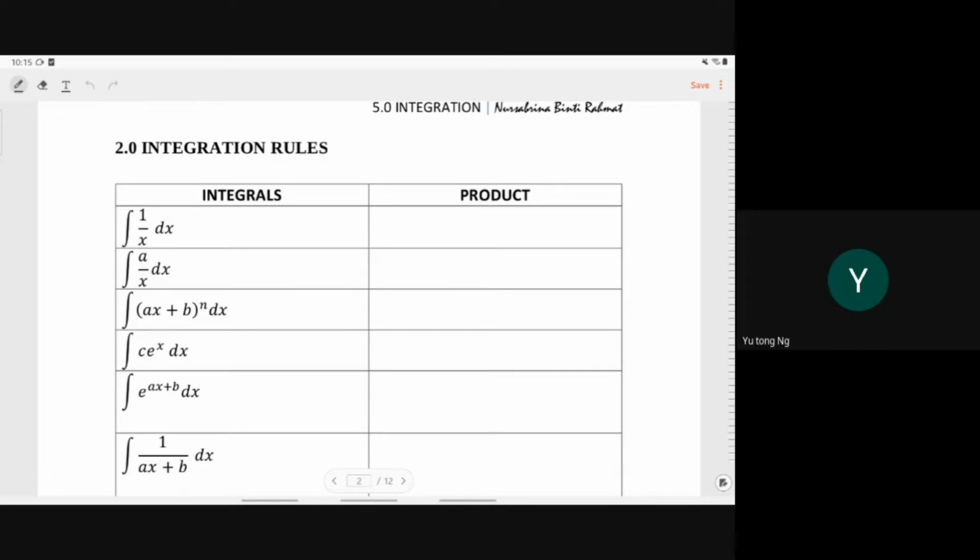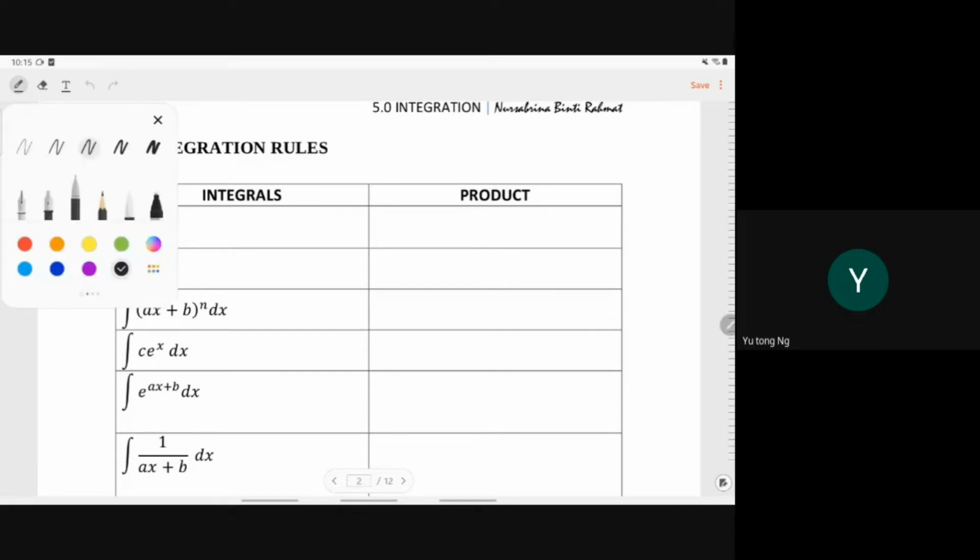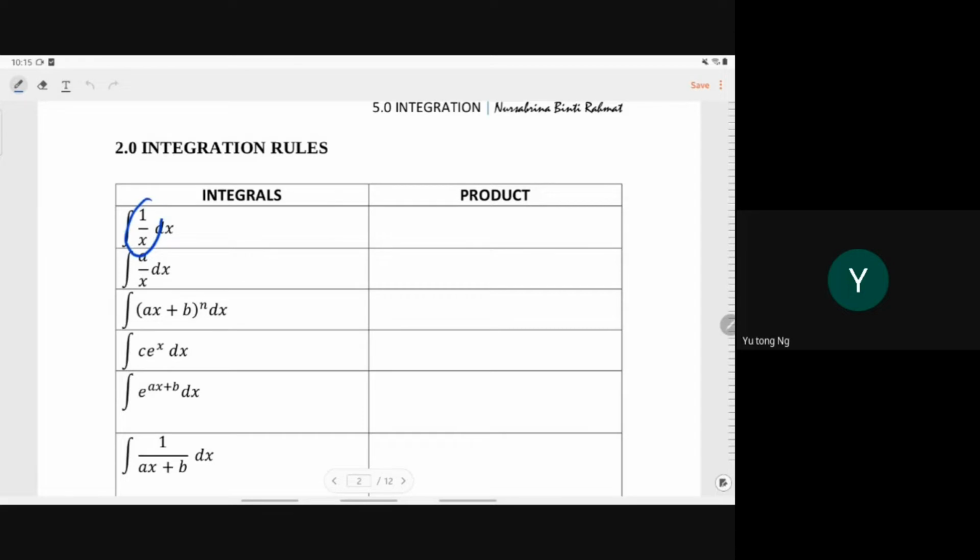First, if you are given an integral with 1 over x, 1 over x is a special case. Integrating 1 over x comes from the differentiation of ln x. So the integral of 1 over x is equivalent to ln|x| plus c. The reason I put the modulus brackets in your ln x is that sometimes you might have negative x, so the integration is ln|x| plus c. You have to include these modulus signs.